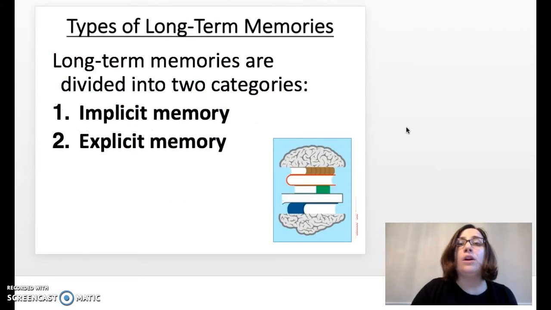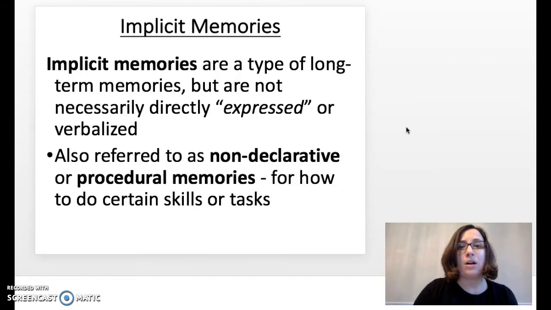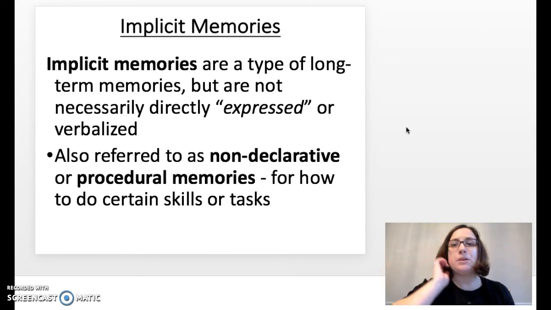So our long-term memories, just like our sensory memories, are broken up into a couple different categories. We have our implicit and explicit memories. So let's just talk a little bit about the difference between these. Implicit memories are the ones that, well, they're implicit. We're not necessarily aware that we have them, but we do have them, right?